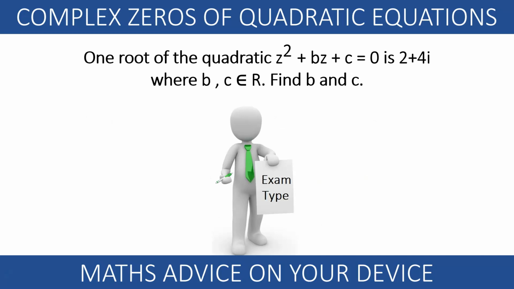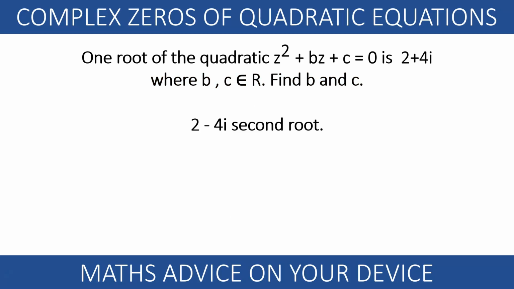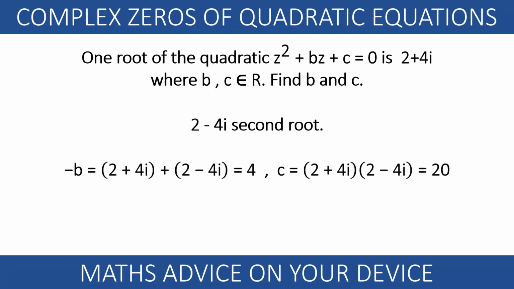We are given one root of the quadratic equation, 2 plus 4i, and we need to find the coefficients b and c of the quadratic. The clue here is that all the coefficients are real. If b and c are real, the complex roots come in conjugate pairs. If 2 plus 4i is our first root, we need 2 minus 4i to be our second root. This is so the imaginary parts cancel each other out, and we are left with real coefficients only.